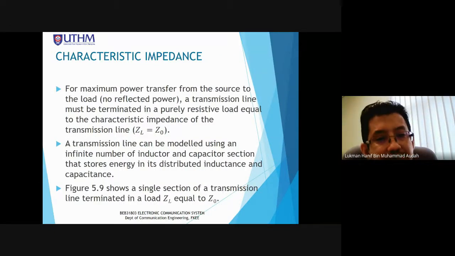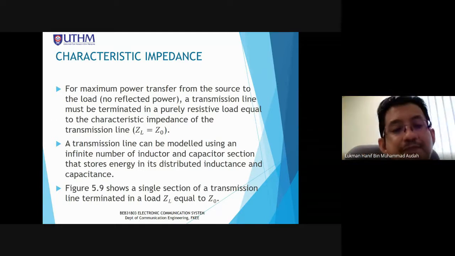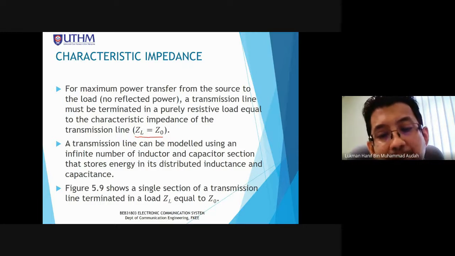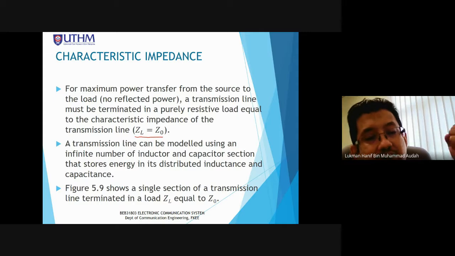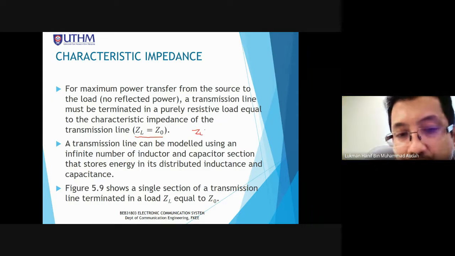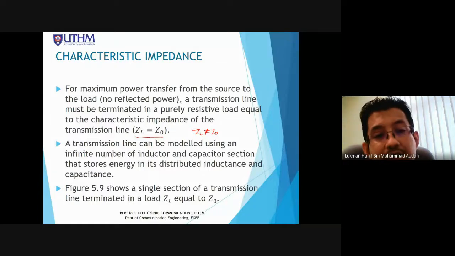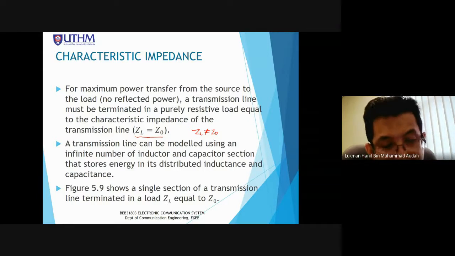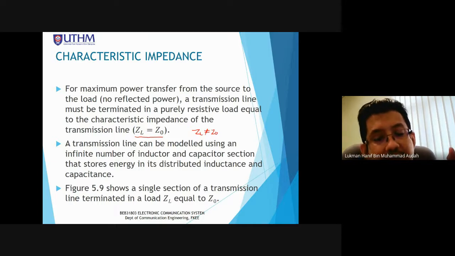So for a maximum power transfer from source to the load, no reflection of power, transmission line must be terminated in a purely resistive load equal to the characteristic impedance of the transmission line. Sekiranya load impedance sama dengan characteristic impedance, maka kesemua power yang dihantar daripada source will be absorbed by the load. If let's say load impedance not equal to the characteristic impedance, maka akan ada reflected power. Reflected power means that akan ada pantulan power daripada load kepada source semula. Reflection. So this reflection is kind of losses. Adalah dalam bentuk losses. Nanti kita akan lihat kedua-dua case ini.